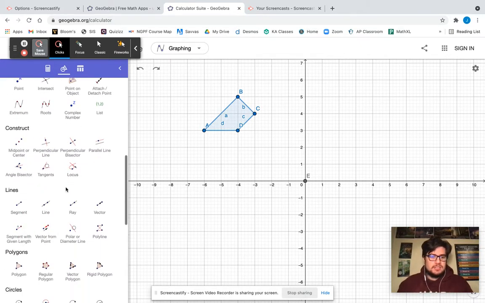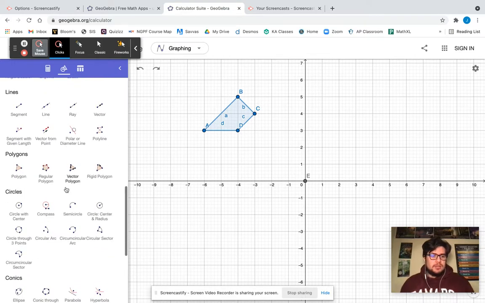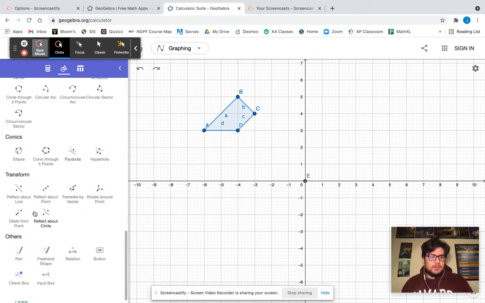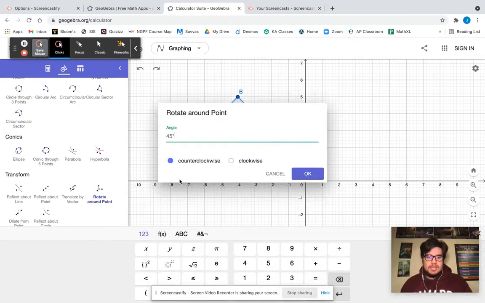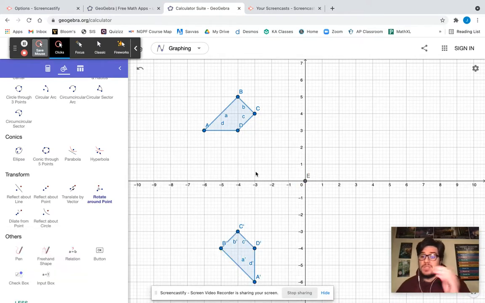Let's rotate. So I'm going to go down to transform. I'm going to go to rotate around a point. Let's click on our shape, and then we're going to click on this. And let's do, in general, what's called a quarter turn. So we're going to do a 90-degree rotation around the origin, counterclockwise. And what should we get? And there we get our turn.